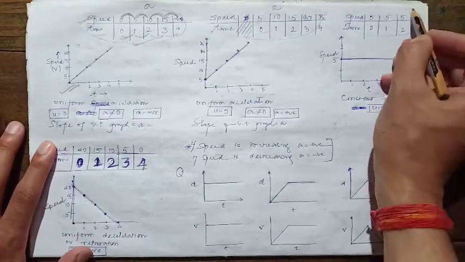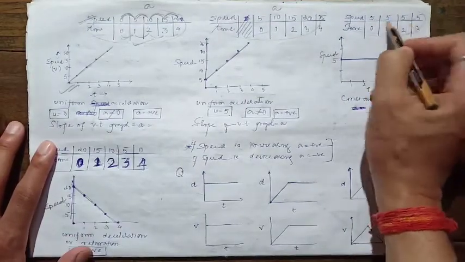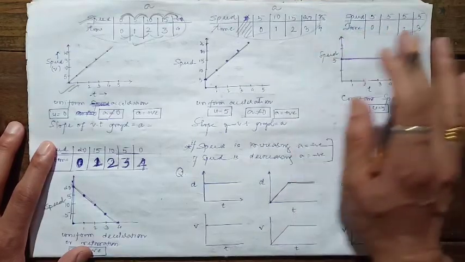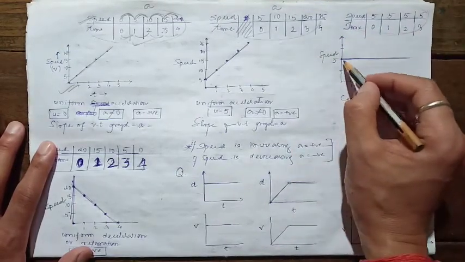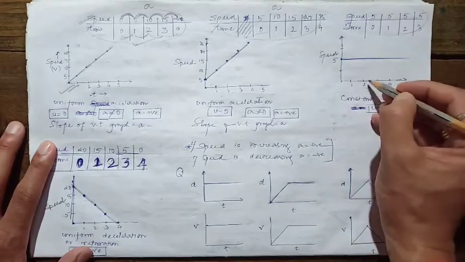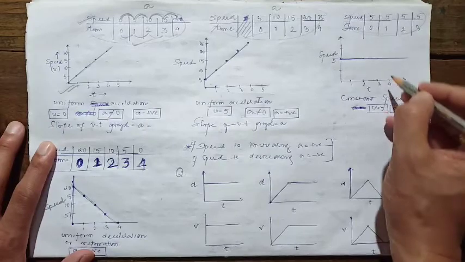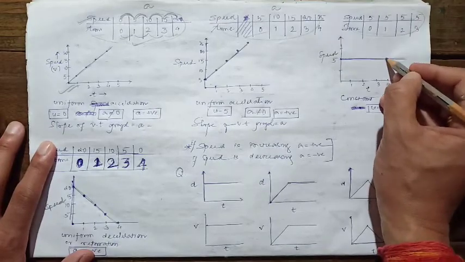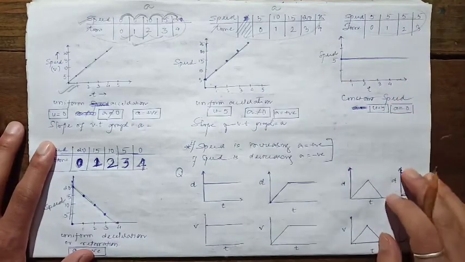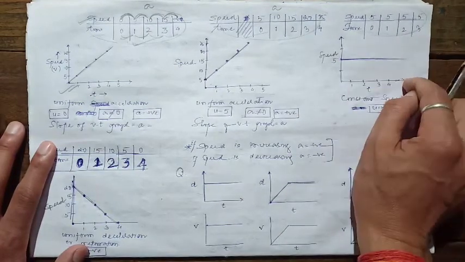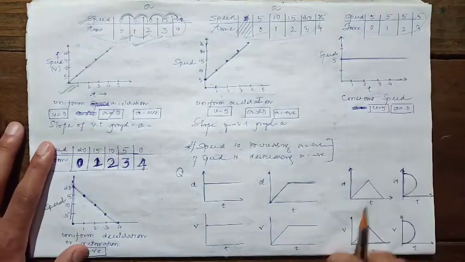Now students, we have a third case where the speed is constant: 5, 5, 5, 5. With the passing time, the body hasn't changed its speed throughout its motion. So for 0 we have 5, for 1 also 5, at the end of the 2nd second our speed is 5, at the end of the third second also 5, and at the end of the fourth second also 5. So the speed didn't change throughout the motion. That's why we got a straight line graph parallel to the horizontal axis.